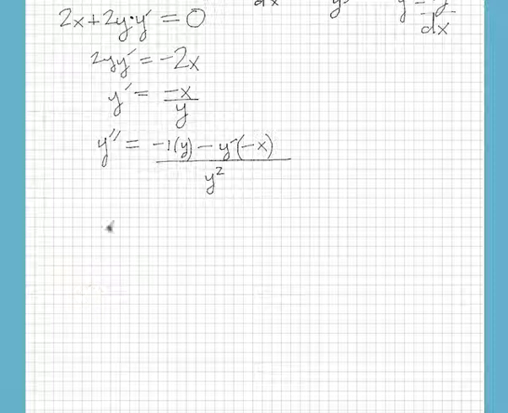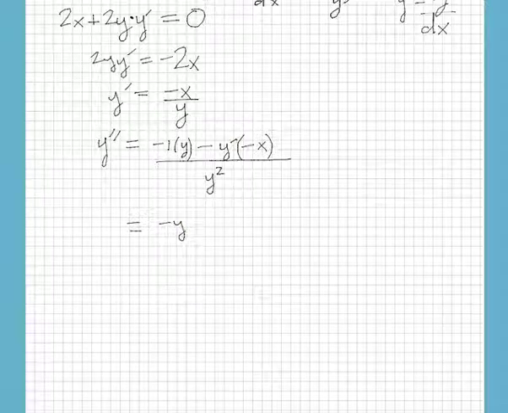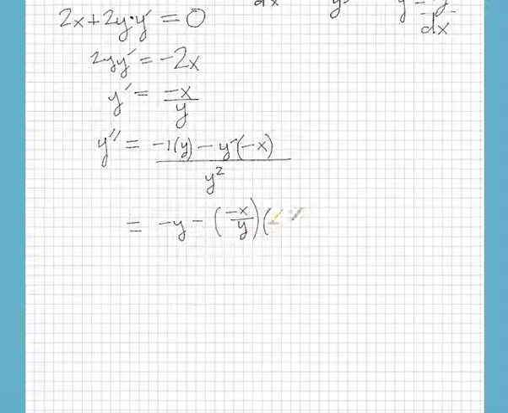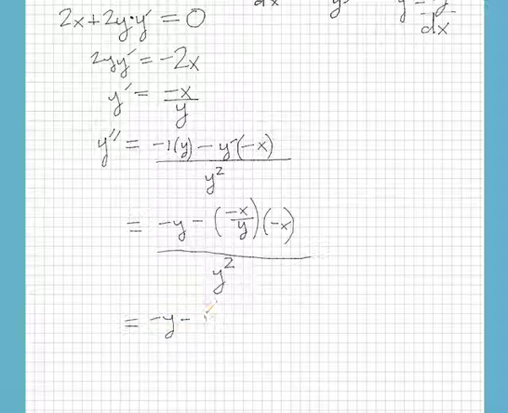Okay, let's give us some more room here. So now we're going to simplify this, so it'll be negative y. And then y prime, if we look here, because we don't want y prime in our answer, y prime is actually equal to this, negative x over y. So we just substitute that in there, and then we have negative x here, and then it's all over y squared. Okay, so then if we simplify this, this will end up being negative y minus x squared over y, all over y squared.